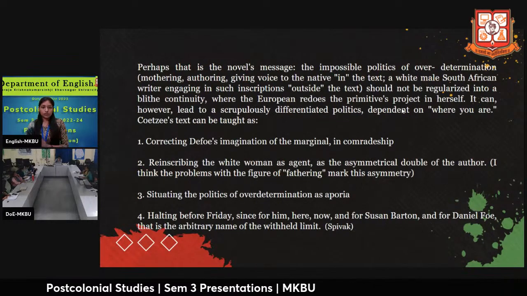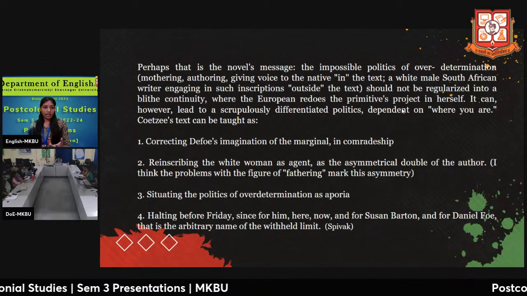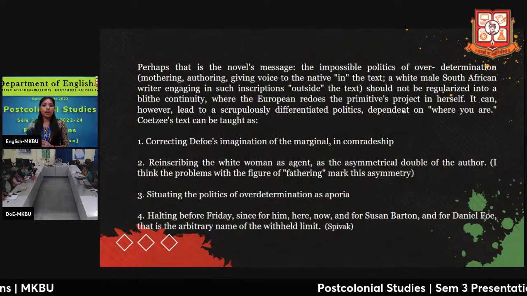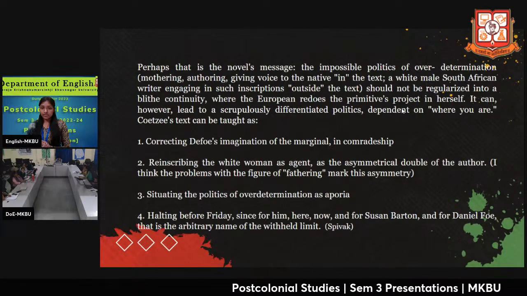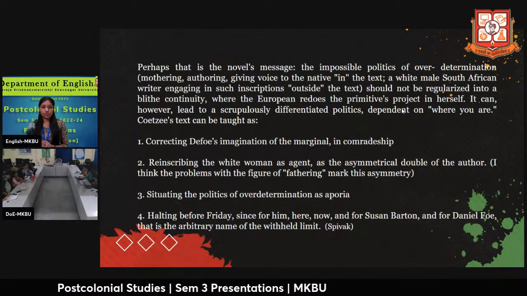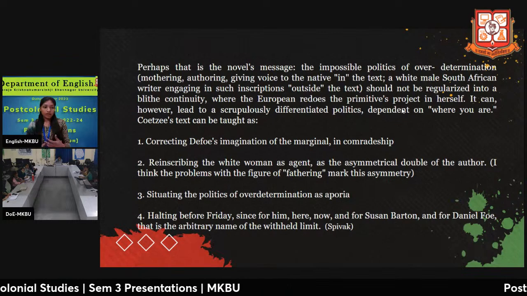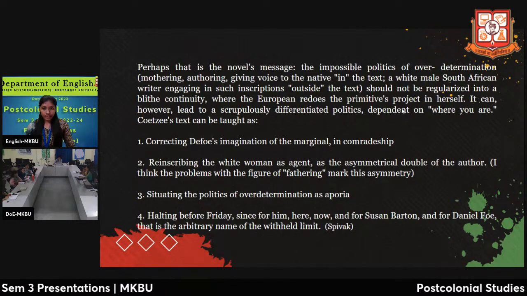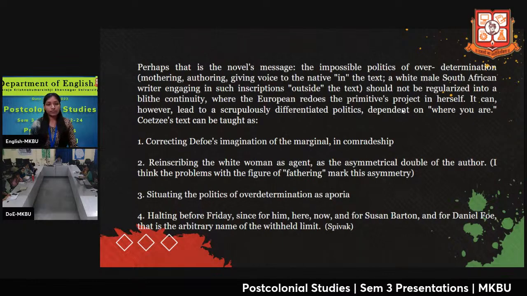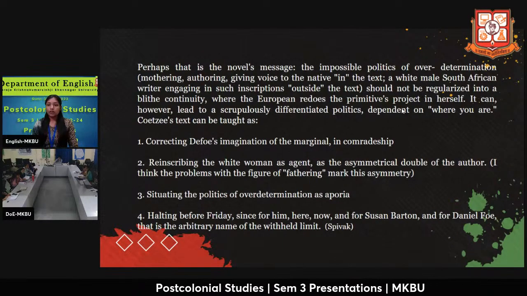Then this all is about marginalization, and we find marginalization from mothering, authoring, giving voice to the native in the text, a white male South African writer engaging in Susan's inscription outside the text. And then this leads to a scrupulous differentiated politics depending on where you are.